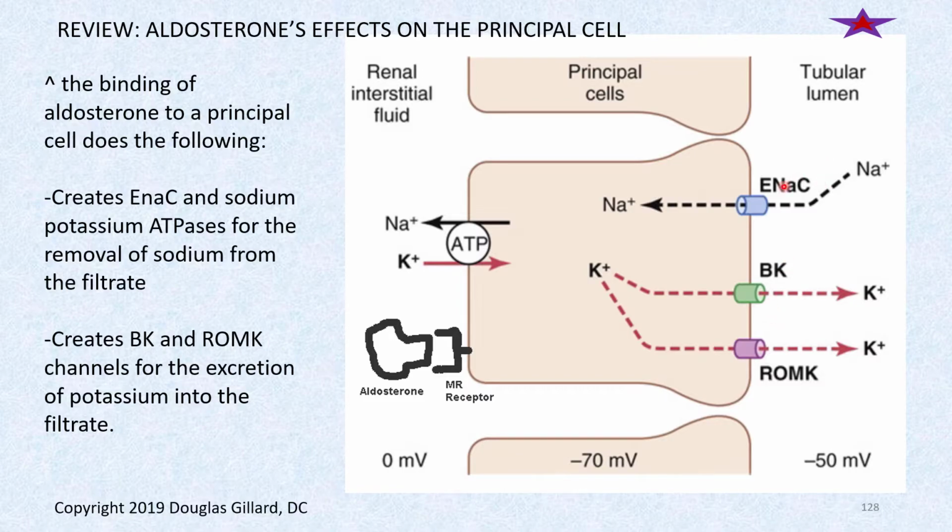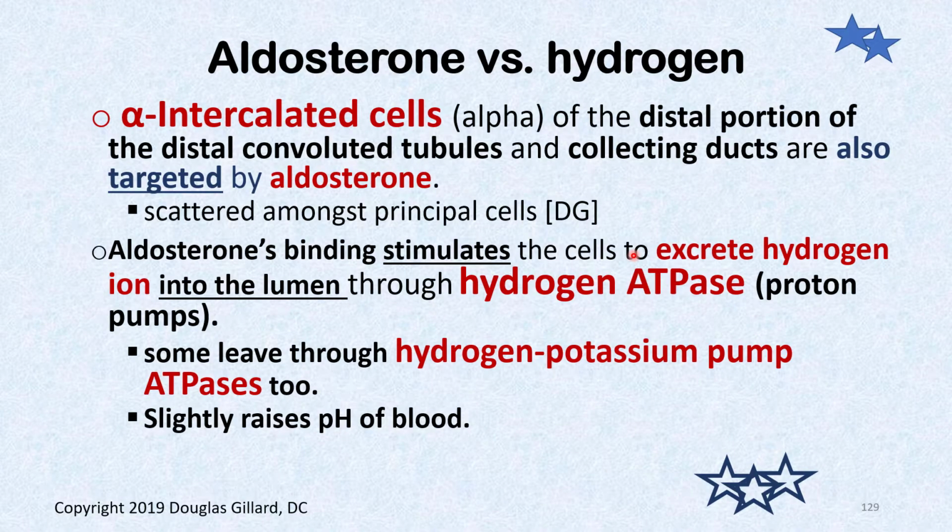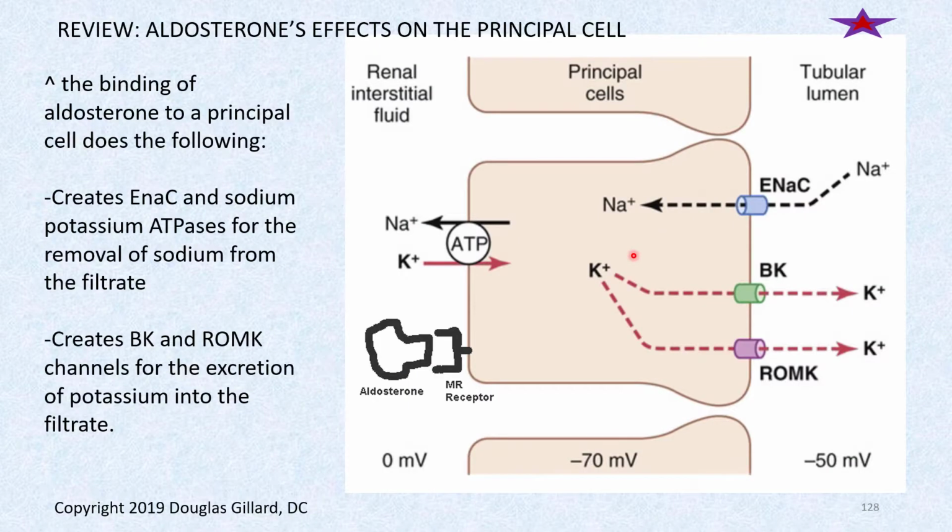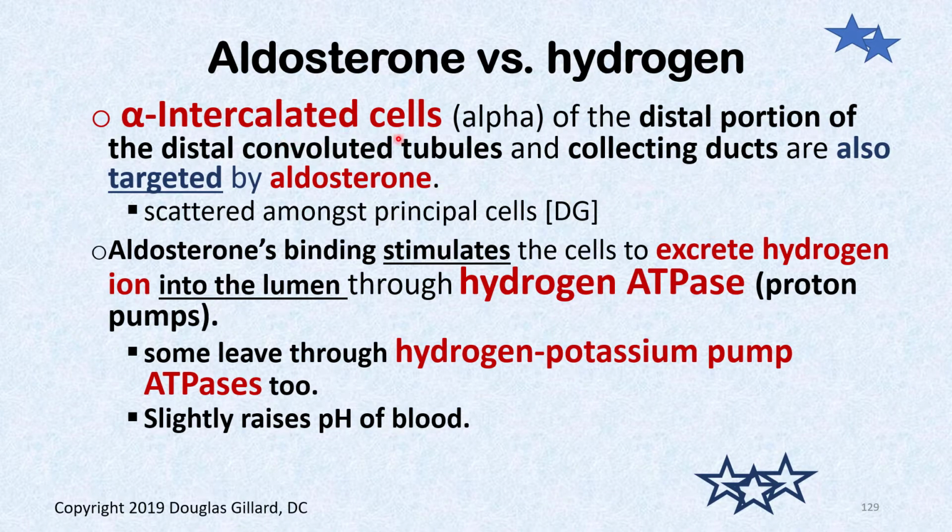So we talked about ENaC channels, hydrogen-potassium ATPase pumps. Aquaporin channels are not drawn, but aquaporin 2 is here, and aquaporins 3 and 4 are on the back side. What about hydrogen? Now hydrogen, I like to ask this question. Hydrogen does not go through a principal cell, right? You learned that. It does not go through a principal cell. It goes through an alpha intercalated cell. So a little twist there. These live in the same region, kind of scattered amongst the principal cells.